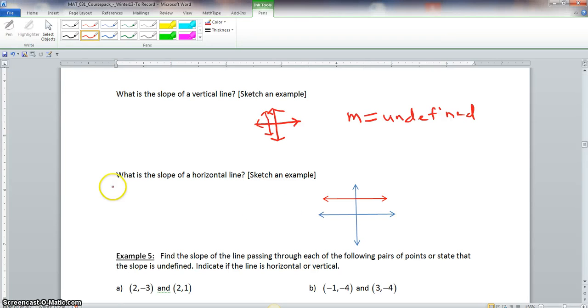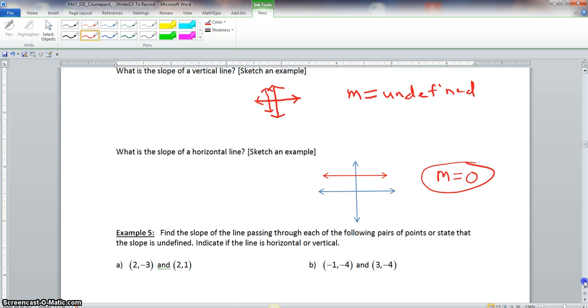Okay, class, picking up where we left off. It says, what is the slope of a horizontal line? Sketch an example. Now, what I did was I used the insert a figure here so it'll look a lot better than the last drawing I had. But this is a horizontal line. We know a horizontal line goes across from left to right. And this means that no matter what the x value is, y will remain the same. So your slope is 0.